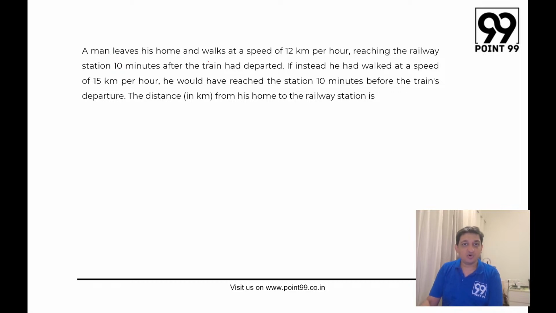A man leaves his home and walks at a speed of 12 kilometers per hour. तो उसका walking speed 12 kilometers per hour है in case 1. So first case में 12 kilometers per hour. Reaching the railway station 10 minutes after the train had departed. तो 10 minutes after मतलब late हो गया उसको. ठीक है? तो first case में this guy got late.